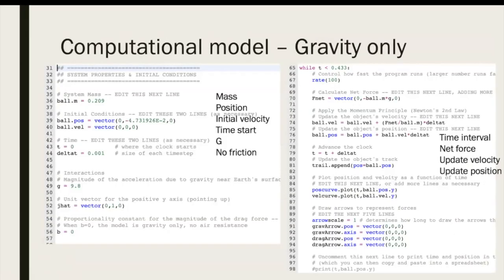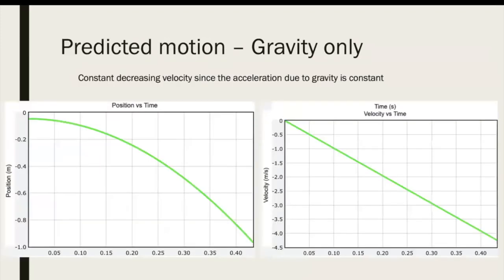Here's the computational model for the gravity-only case. I first define the mass, which is 0.209, and also the position and the velocity. The velocity is 0, and the acceleration due to gravity is 9.8, and j hat is 0, 1, 0 in the positive y axis. Since the air resistance in this case, I set it to be 0 because we just want to measure the gravity. On the right-hand side, in a while loop, the time is within 0.433 seconds. The net force is the mass of the ball times the acceleration due to gravity in the negative y direction. Then we update the velocity and the position with their own formulas. Here's the predicted motion for the gravity-only case. We can see that the velocity is decreasing constantly since the acceleration due to gravity is constant.